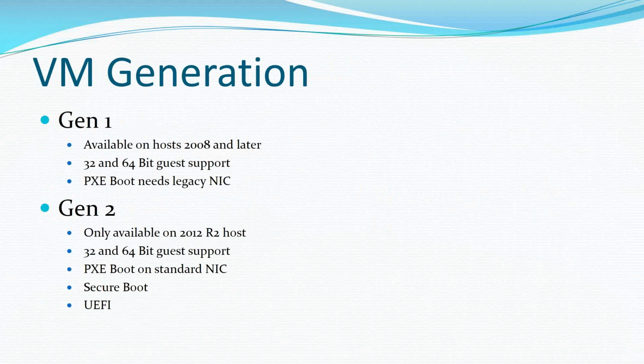Also, once you select a generation, that's it. That's what the VM's going to run. It's going to run Gen 1 or Gen 2. You can't jump between the two. Both will support 32 and 64-bit guests. There are a lot more features available in Gen 2, such as Secure Boot and EFI. If you wanted to do a PXE boot on Gen 1, you do need to use a legacy network adapter. You can't use the standard one. So you'd either need to add it, do the boot, and remove it, whatever you feel like there. With Gen 2, it is supported on the standard network card.